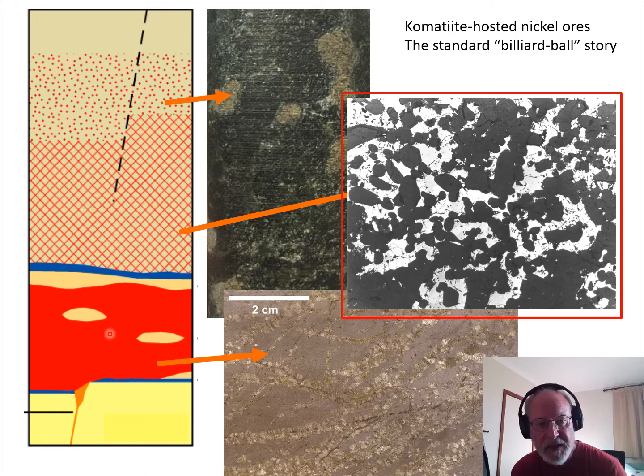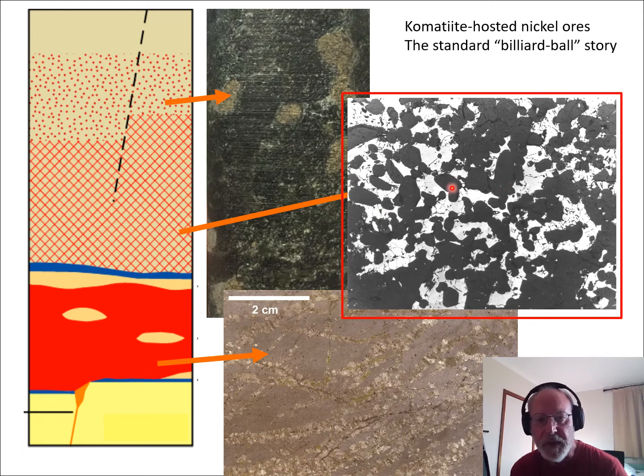The red stuff here is massive sulfide, and that's what it looks like. So that's just basically pure sulfide liquid. It's now solidified to pyrrhotite and pentlandite, but that was originally just pure sulfide liquid with no silicate there at all. Now sitting on top of that sulfide liquid, we get a zone that looks like this, and this is a zone of what's called net textured ore.